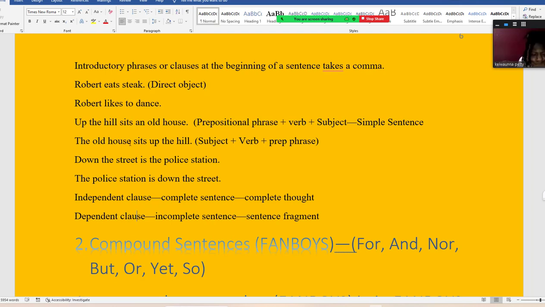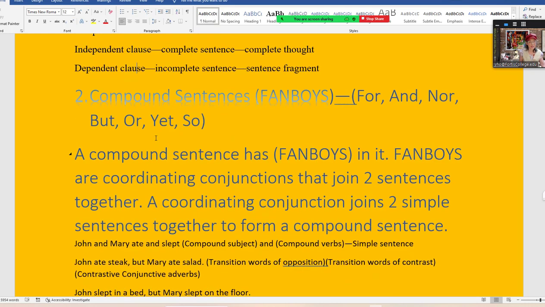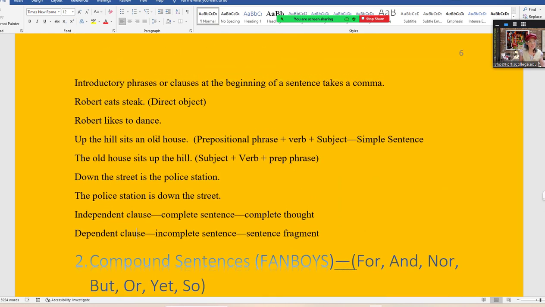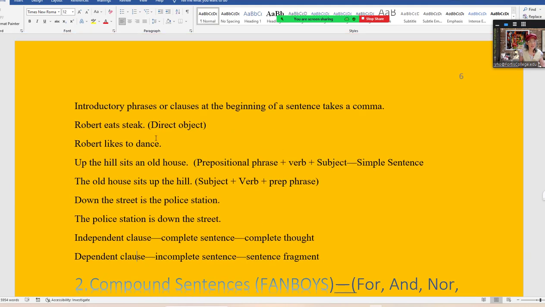So you just have to be able to know that this is a subject, this is a verb, and this is a prepositional phrase, and then you have to know that it's a simple sentence and it's a complete thought, and it's not a sentence fragment. Sentence fragments always occur when you put a subordinating conjunction in front of an independent clause. And so here, I'm done with simple sentences. Is that good? Yeah?